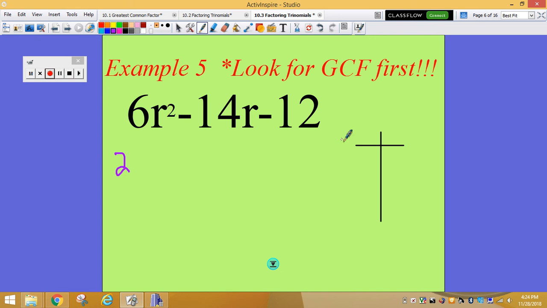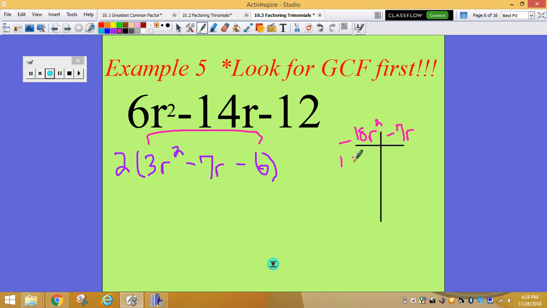Can I take an r out? No, because they all do not have an r. So 6 divided by 2 is 3r squared. 14 divided by 2 is 7r. 12 divided by 2 is 6. And now we're going to do it the same way. First times last is negative 18r squared. Your middle term is negative 7r.